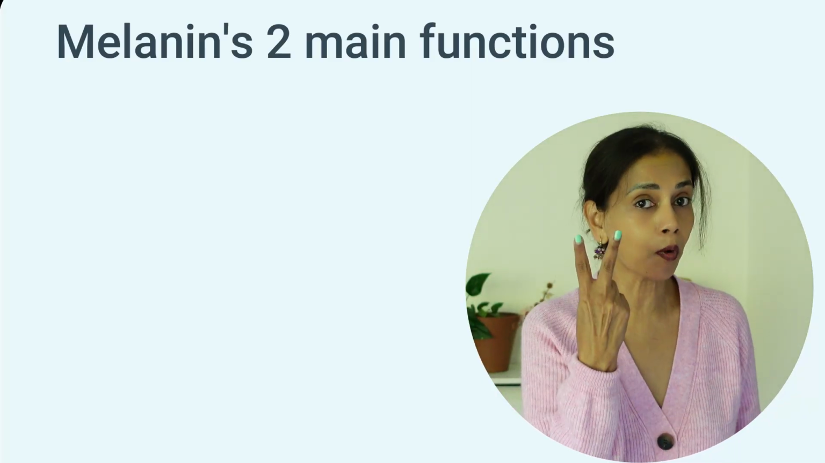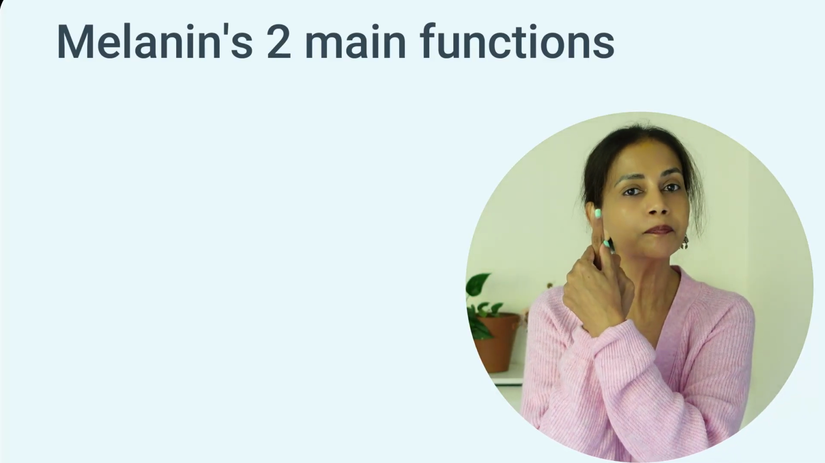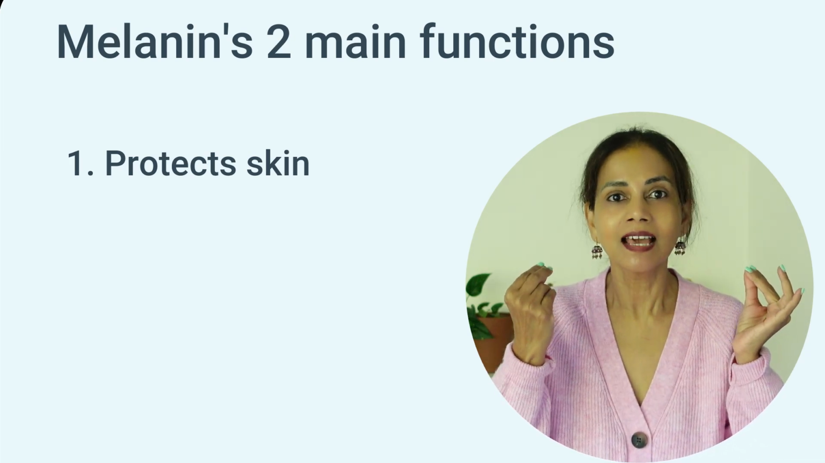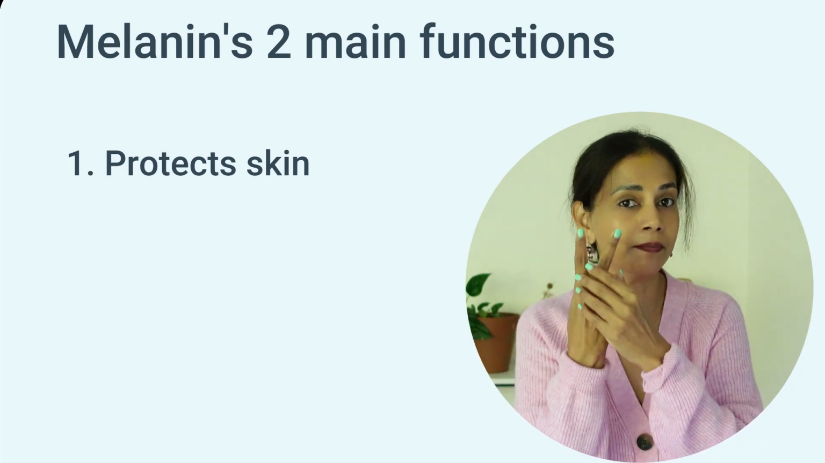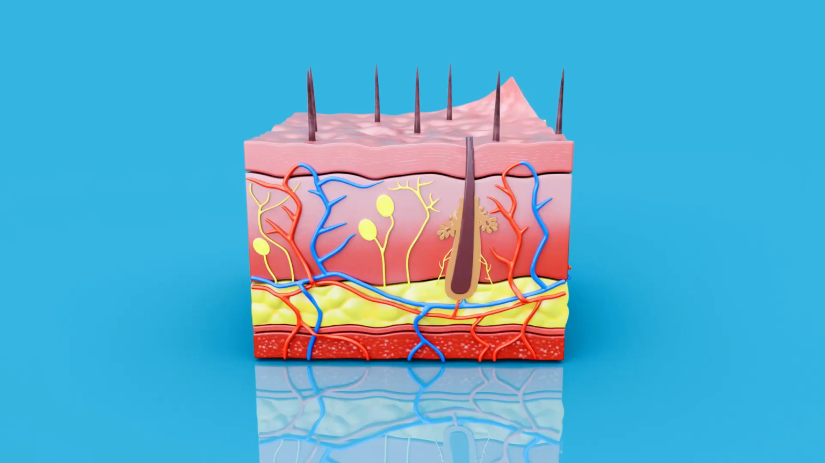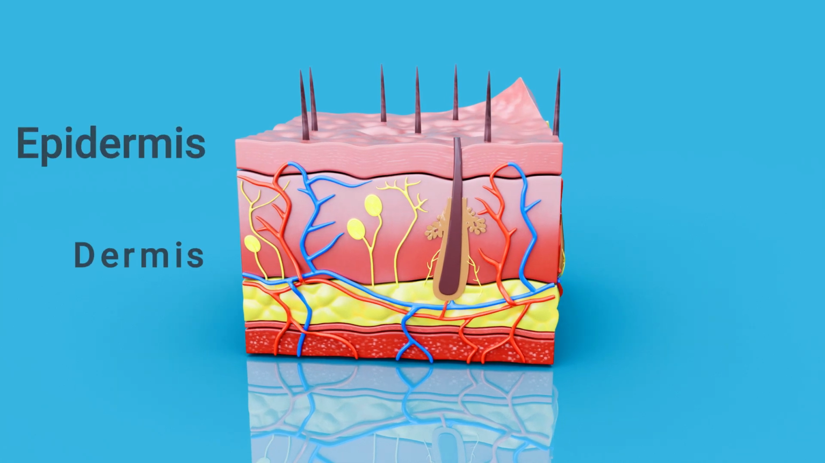Before I get into the causes for the hyperpigmentation and the hypopigmentation, it's important to understand how exactly this melanin is produced, and I'm going to very briefly touch on that now. Melanin has two important functions. Number one, it protects our skin from environmental irritants like the sun's UV rays, and number two, it gives the skin its color. Now skin has two main layers. The first layer, the top layer, is called the epidermis, and the bottom layer is called the dermis.